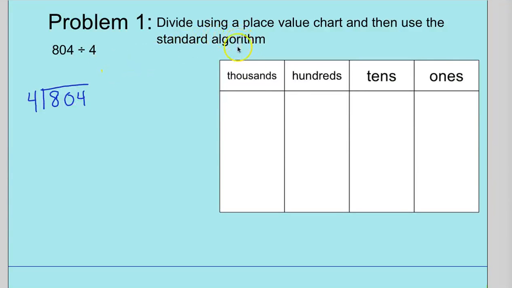Okay, we're going to divide using a place value chart and standard algorithm. So write this number and go ahead and try to solve it on your own. Pause the video, do the best you can, and then continue once you either get stuck or you're finished.